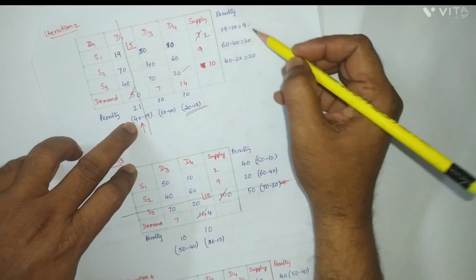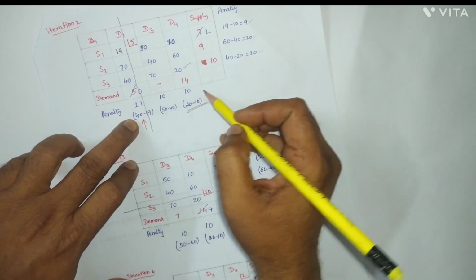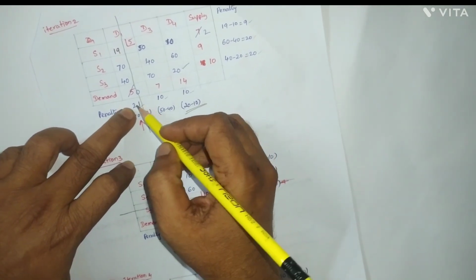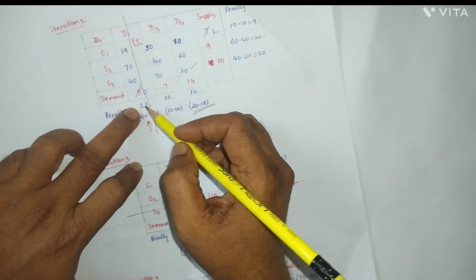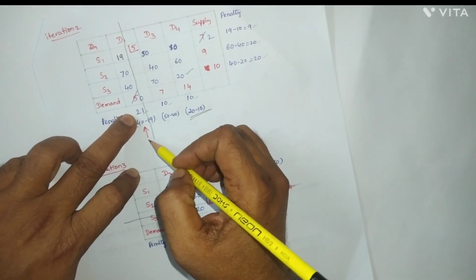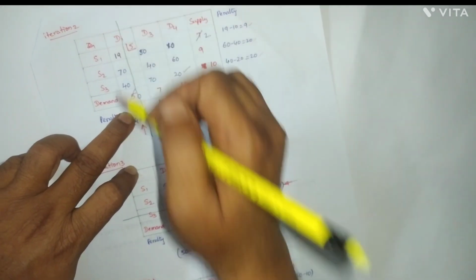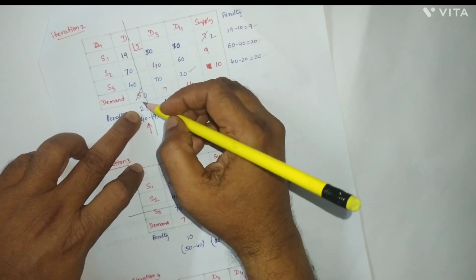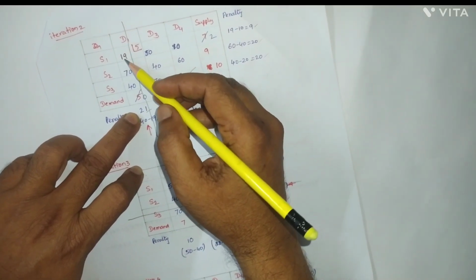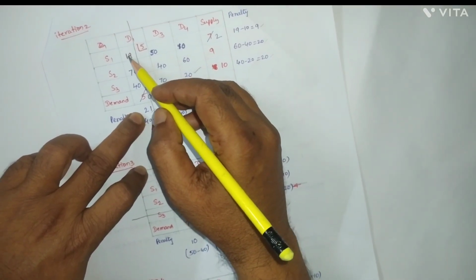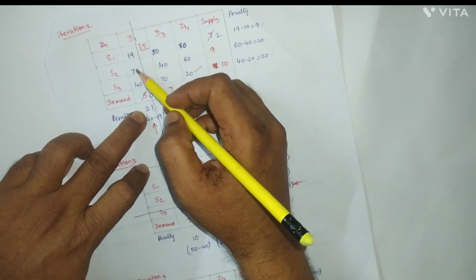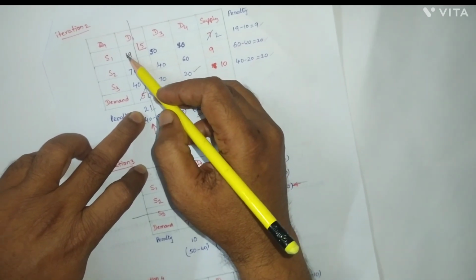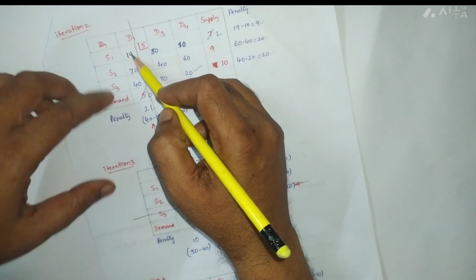So here 9, 20, 20, 10, 10, 21. 21 is the maximum penalty value. So we have to mark this column. In this column again we have to identify the least cost cell: 19, 70, 40. Here the least cost cell is 19.